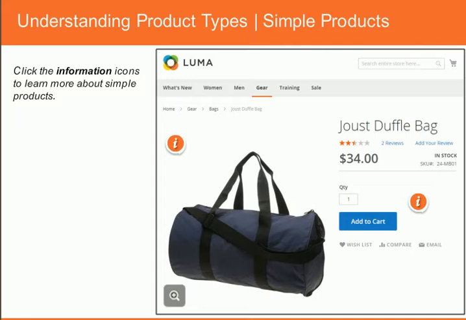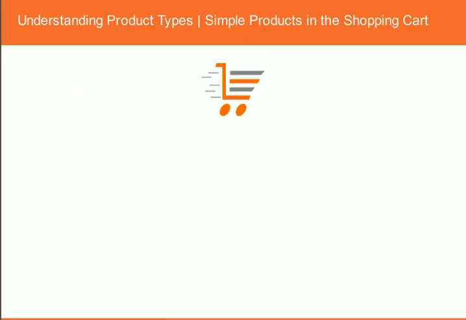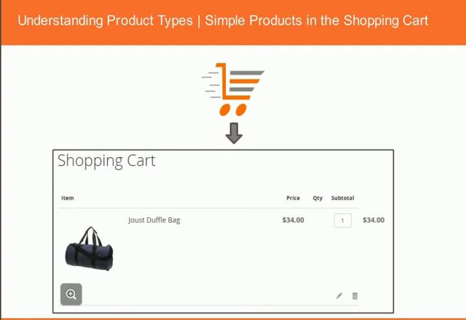Here we can see an example of a simple product, a single duffel bag, on its product detail page. There's nothing to configure because customers have no choices to make. If they purchase this duffel bag, they get this color and this size. In the shopping cart for a simple product, we see a single line item with no other information.